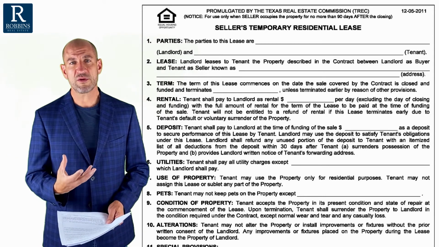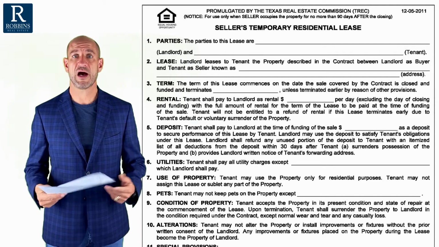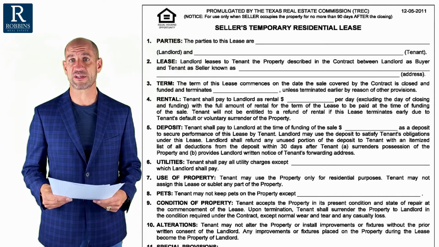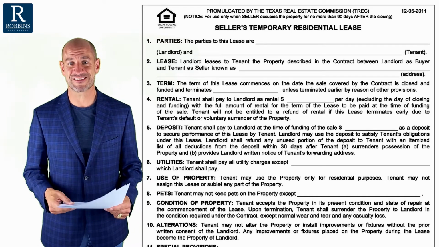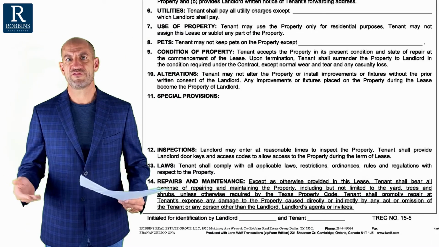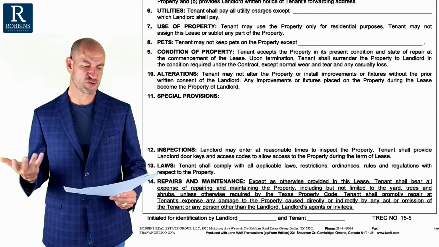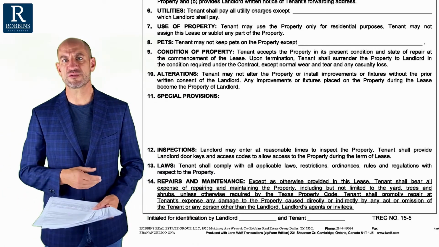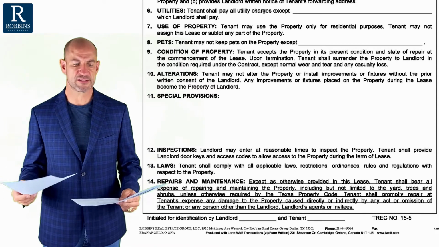So usually we will see a phrase in here like any pets currently living at the property. Obviously, if a seller has dogs or cats or birds or whatever and they sell the house, they should be allowed to keep their pets until they move out. The next few paragraphs, condition of the property, inspections, special provisions, alterations, we usually don't see anything in these paragraphs. They're pretty straightforward. Repairs and maintenance, the same.